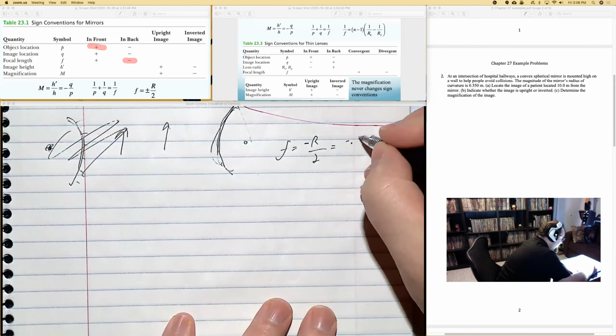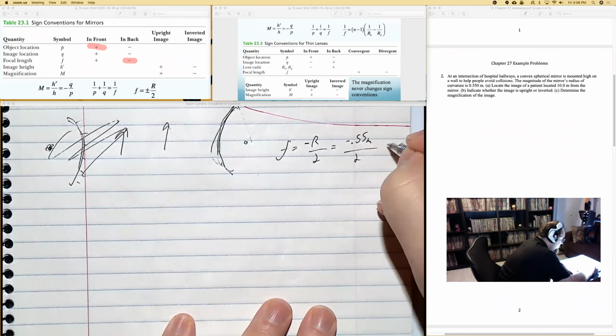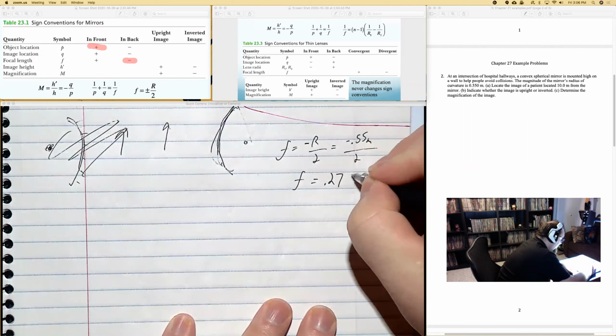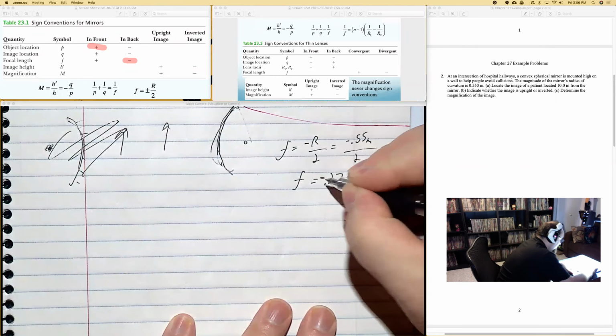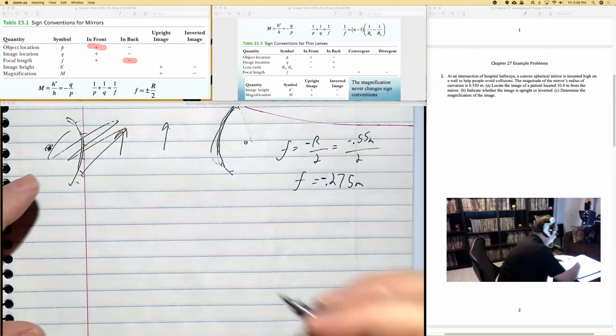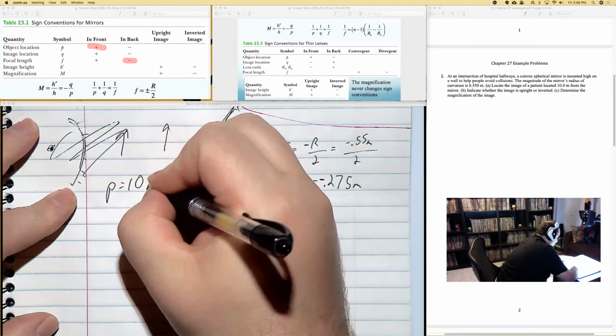So negative 0.55 meters over 2. That means my focal length is going to be negative 0.275 meters. Okay, so it says, locate the image of a patient located 10 meters from the mirror. They're pretty far away. That means P equals 10 meters.